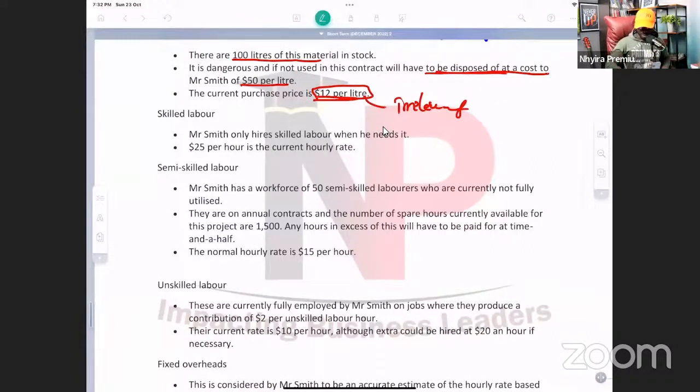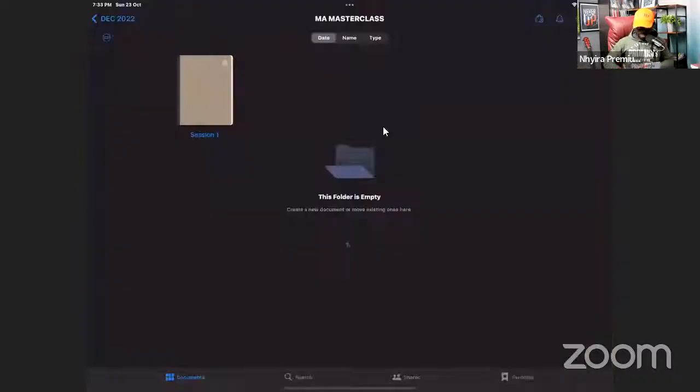What are we told? Mr. Smith only hires skilled labor when he needs it. Did you hear that? So it means these guys are not permanently employed. So if they are not permanently employed, then the relevant cost will be what? The hourly rates that we pay them. And we are told that $25 per hour is the current hourly rate. So for the skilled labor, we are going to be using the current hourly rate. And that is note 5.